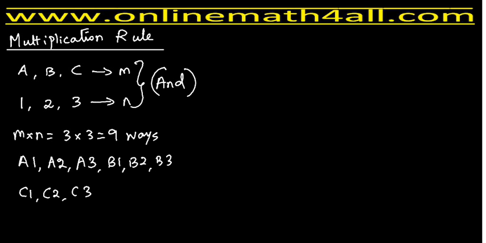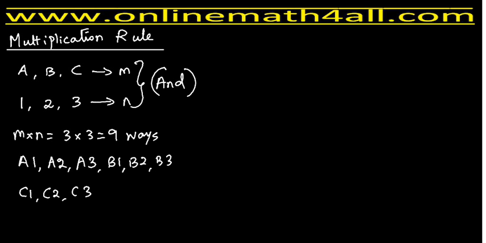A1 means he goes to school in the bus A and he comes back from the school in taxi number 1. And A2 means he goes to school in the bus A and he comes back in the taxi number 2. So A3 is like that. B1 means he goes to the school in bus B and he comes back from the school in number 1 taxi.